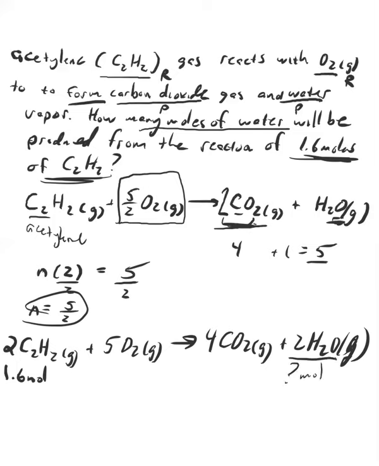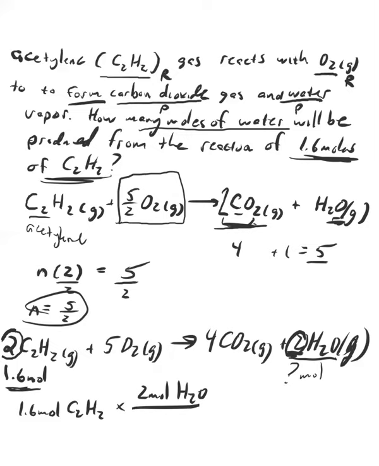Okay. Very simple. If this is in moles, all you got to do is say every time 2 of these react, 2 moles, you're going to get 2 moles of water. So it's actually going to be the same number. So you take 1.6 moles of C2H2. The one you want, 2 moles of H2O, divided by the one you started off with, 2 moles of C2H2. So I'm putting the coefficients in, these numbers here.